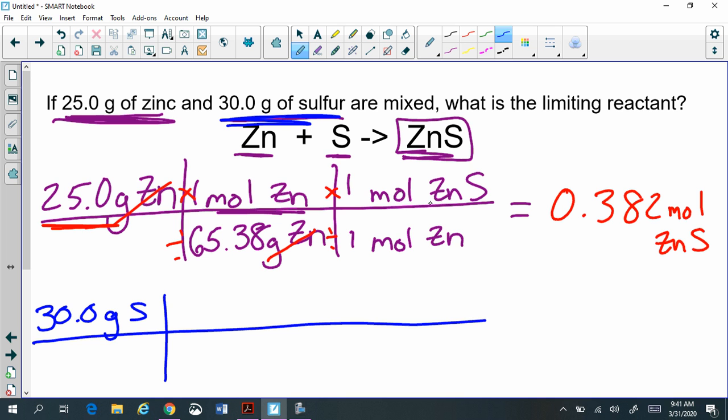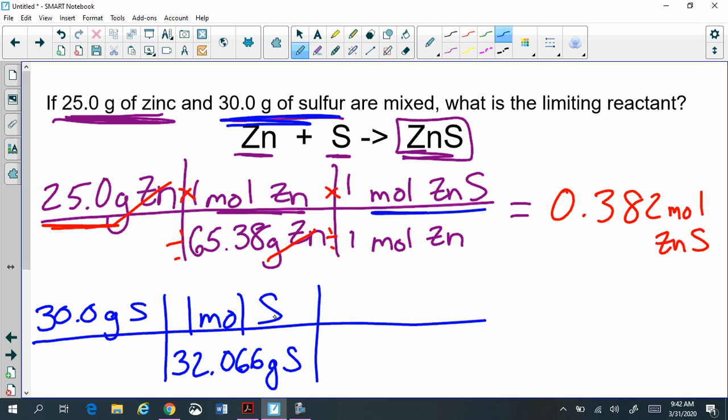You have to go to the same thing. You've got total flexibility. You can choose to go to ZnS. You can choose to go wherever you want. But once you choose, you can't change your choice. So we're going to take 30 grams of sulfur and we're going to convert it to moles of ZnS. So same steps, we're going to divide by the molar mass, 32.066 grams of sulfur, 1 mole of sulfur. Our units canceled out there. I'm left with moles of sulfur.